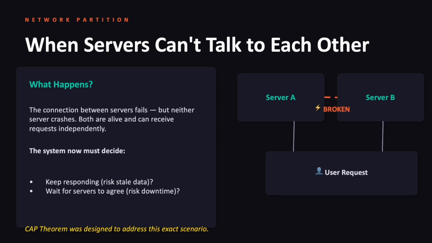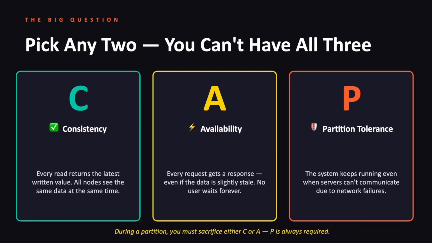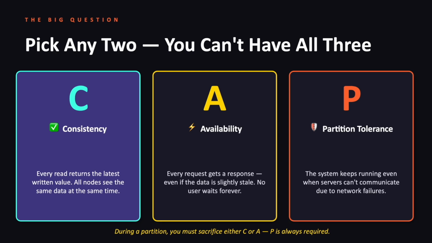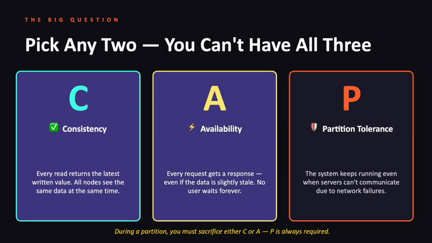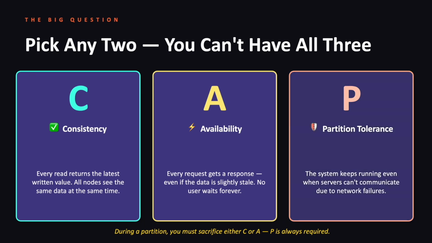CAP stands for consistency, availability, and partition tolerance. Consistency means every user sees the latest data. Availability means every request gets a response. Partition tolerance means the system continues working even when servers can't communicate. During a network partition, you can't guarantee all three. Since partitions are unavoidable, the real choice is between consistency and availability.